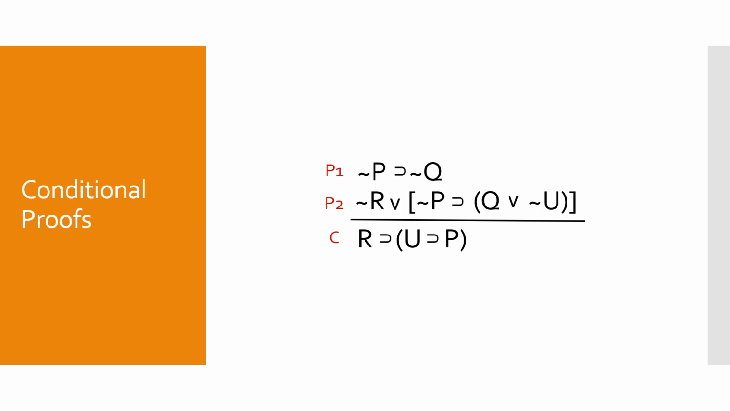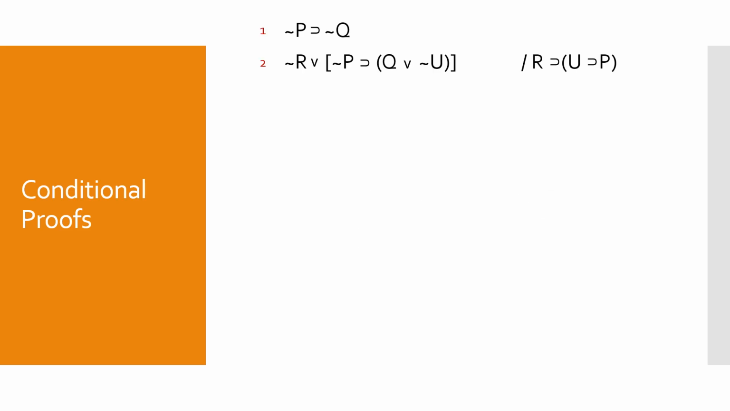Now, in order to make sense of this, we're going to use an example that is frankly fairly complicated. And it looks like this. Premise 1 says, if not P, then not Q. Premise 2 says it's either not R, or if not P, then it's either Q or not U. And then our conclusion says, if R, then if U, then P.